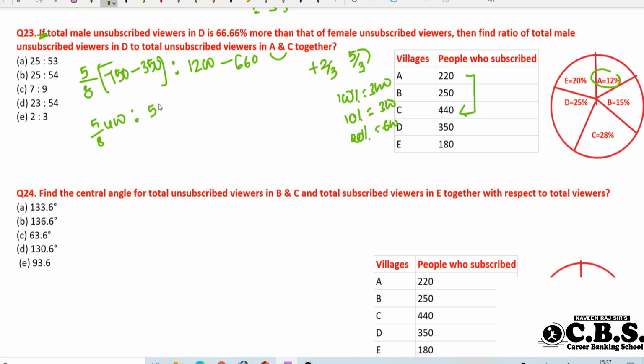And what does this give? It is 540. Okay, so 0 and 0's cancel. And 5 times 8, 5 times 8 times 5. Okay, so that is 25:54, the final answer. Which option is favorable? Option B is favorable. Basically, especially in data interpretation, most students are not having the patience to answer this question.